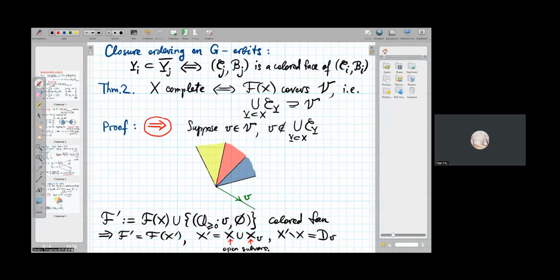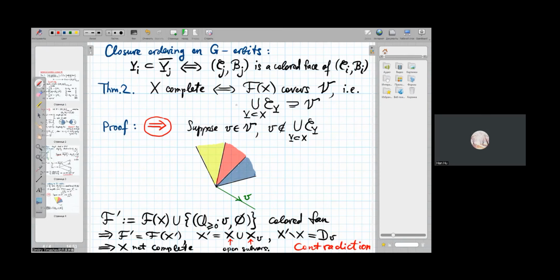Okay, but this means that X is not complete, because we embedded it as an open subset in a bigger variety. And this is a contradiction with our assumption. So we proved that if X is complete, then its fan covers the whole valuation cone.